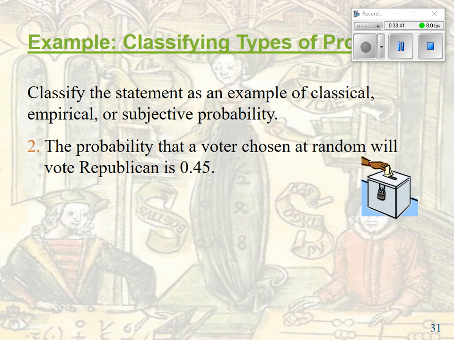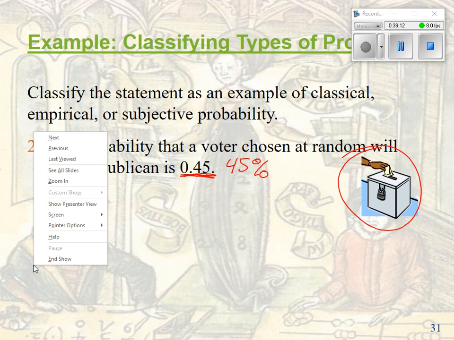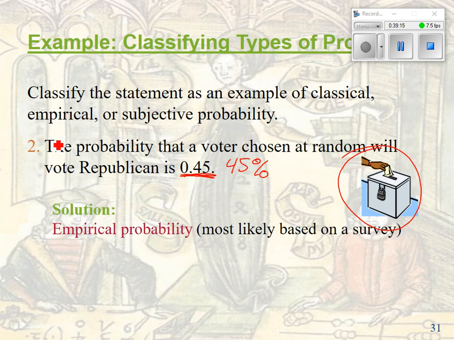Next one, the probability that a voter chosen at random will vote Republican is 0.45. Well, we're getting this number because we've looked at the people who have voted, and apparently about 45% of them are Republican and the other 55% are some other party. So that is empirical, because it's based on our observations, based on what we've seen.